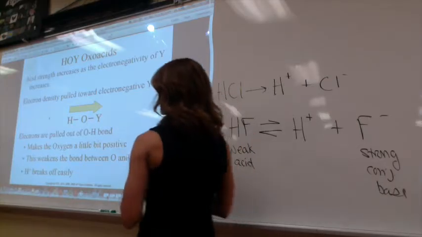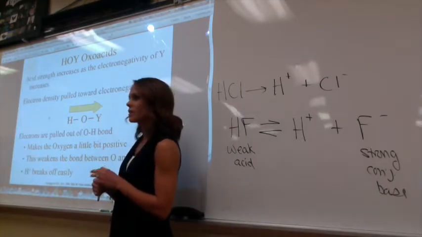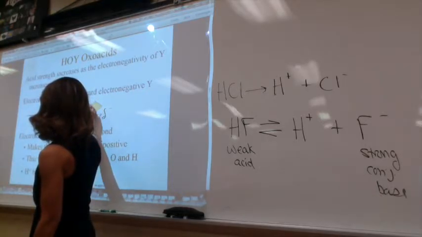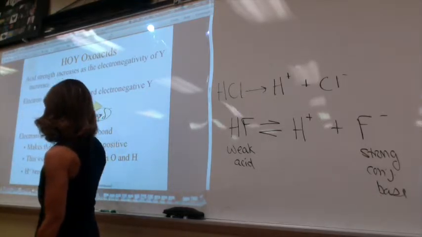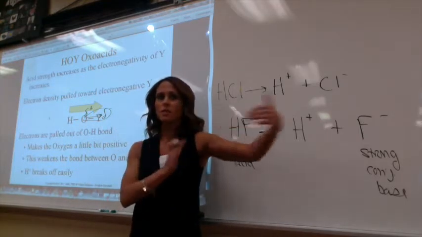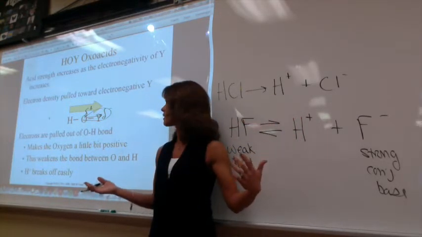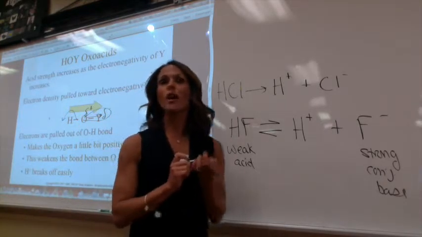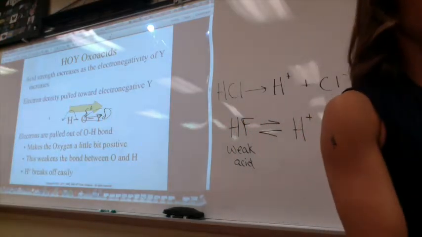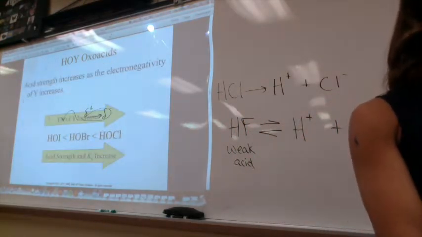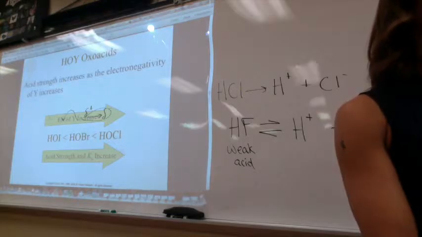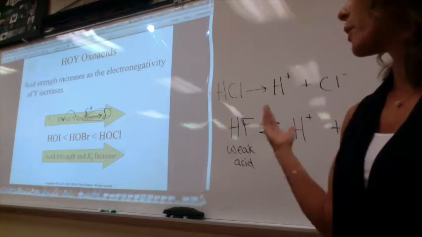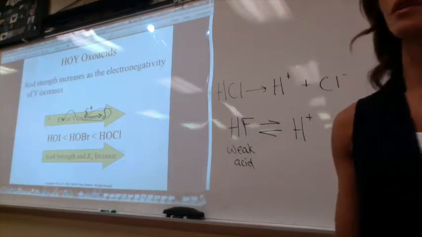What does it mean when it says it makes it a little bit positive? We know that when we draw electronegativities, we say this is slightly negative and this is slightly positive because the electrons are headed in that direction. So if electron density is moving away from something, we say that it becomes slightly positive. Therefore, it's going to dump that. So HOF is the strongest acid. So there we have your increasing acid strength. HOF would be next, but it's not up there.